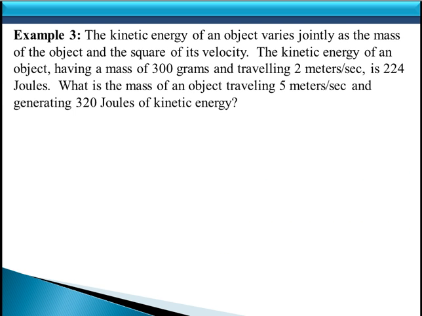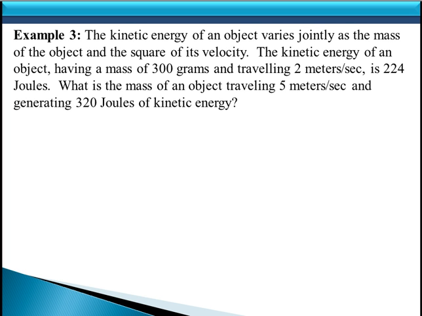Okay, let's look at another example. The kinetic energy of an object varies jointly as the mass of the object and the square of its velocity. The kinetic energy of an object having a mass of 300 grams and traveling 2 meters per second is 224 joules. What is the mass of an object traveling 5 meters per second and generating 320 joules of kinetic energy?